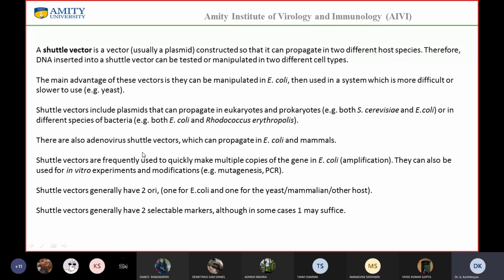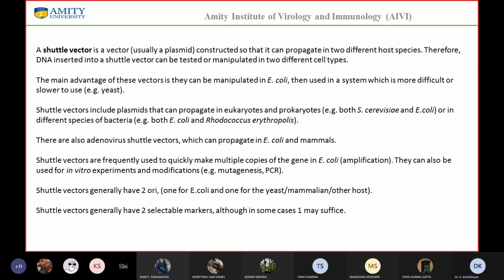There are also adenovirus shuttle vectors which can propagate in both E. coli and mammals. Typically, the plasmids that are used for deriving adenovirus vectors for coronaviruses, the initial clones are made in E. coli, and then mammalian cells get infected, and they start putting out this recombinant adenovirus with a spike protein on their surface.